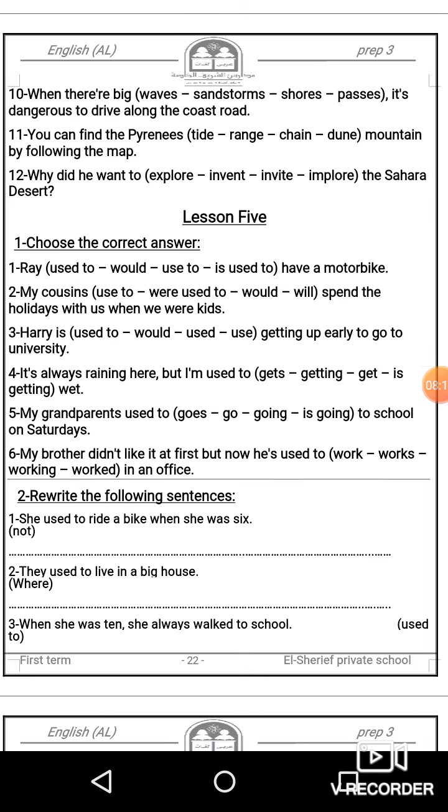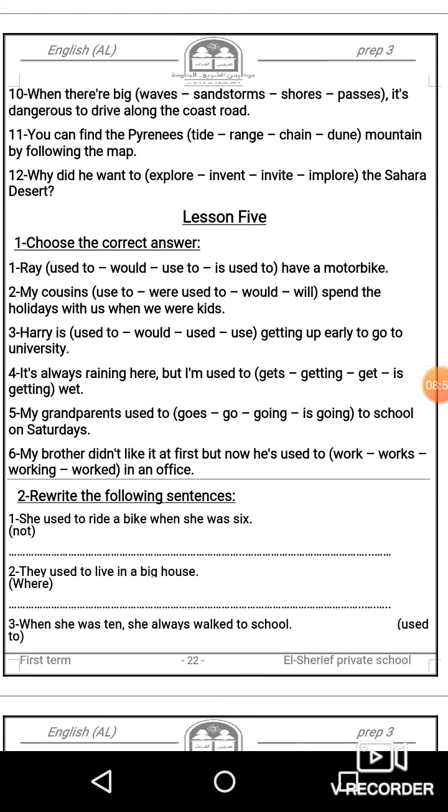Let's see lesson 5. Choose the correct answer. Ray used to have a motorbike. Used to. Number 2. My cousins would spend the holidays with us when we were kids. So here it's would.